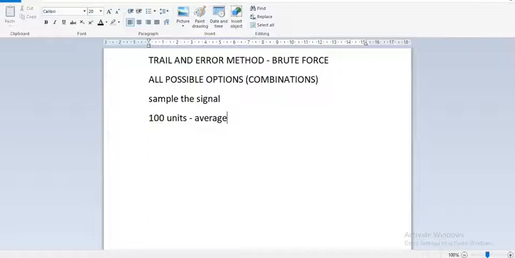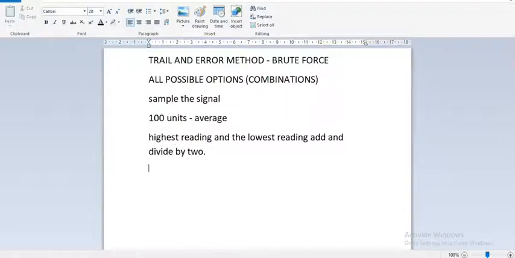Or possibly we can take the highest reading and the lowest reading, add the two together and divide by 2. In a program you must have seen max point, min point, and ADC reading, underscore reading.